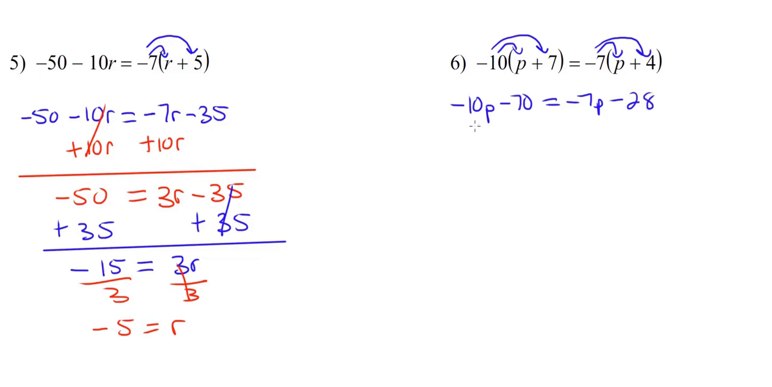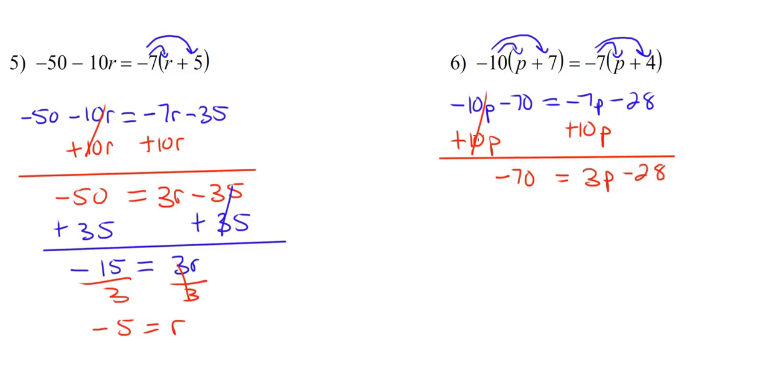All right, so now we have variables on both sides. Again, we have a negative 10p on the left and a negative 7p on the right. We're going to get rid of the variable of lesser value. That's going to be negative 10p. And again, the way we do that is we're going to add 10p to both sides. On the left-hand side, these cancel out, leaving us with negative 70. And on the right, again, negative 7p plus 10p, that equals positive 3p. And we bring down this negative 28.